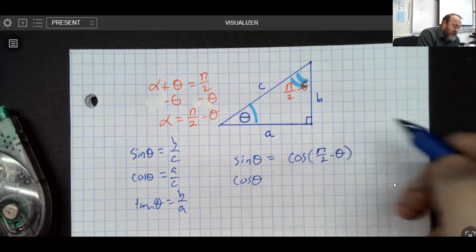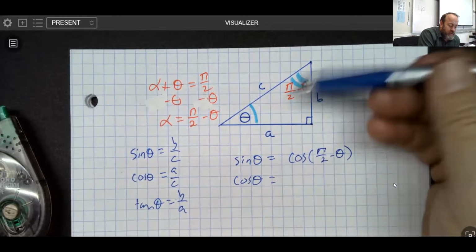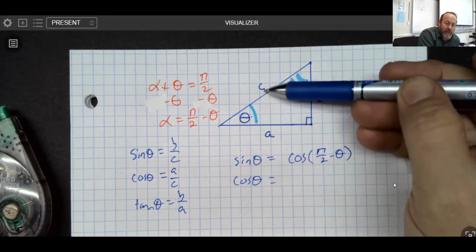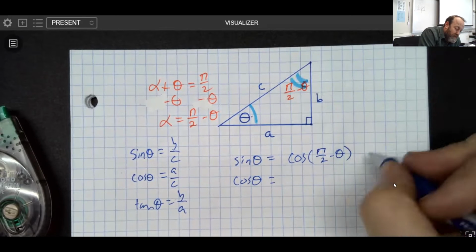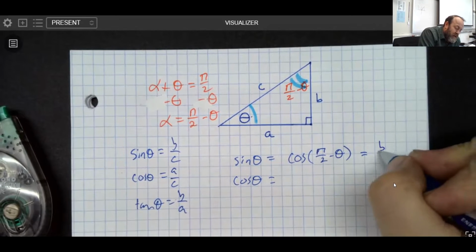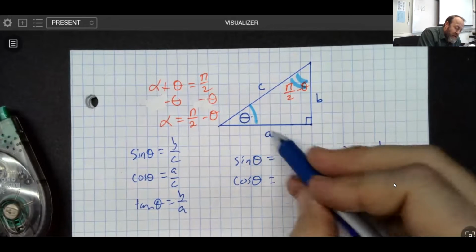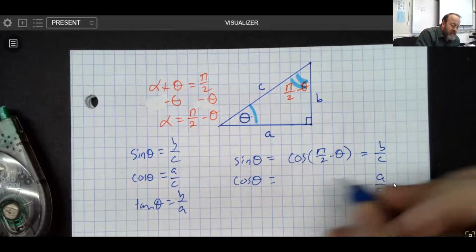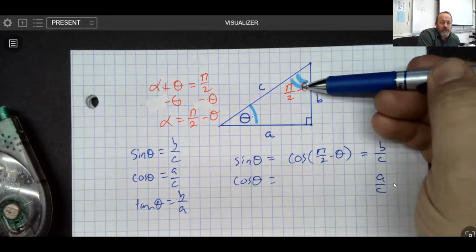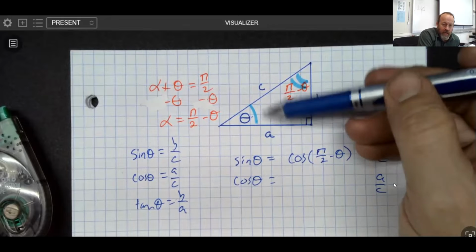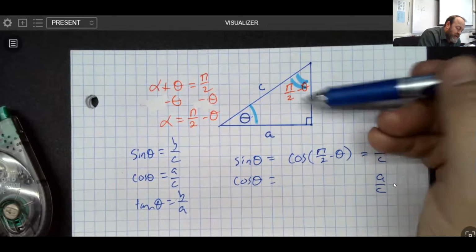What about the cosine of theta? Well, the cosine would be adjacent over hypotenuse, a over c. Maybe over here I'll write down b over c. So the cosine of theta is a over c. Well, there's something else that's also a over c, because if I switched sections, the sine would also be a over c if I changed perspective.